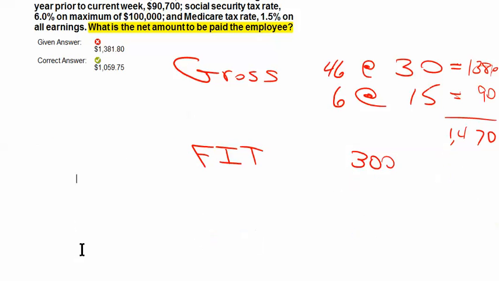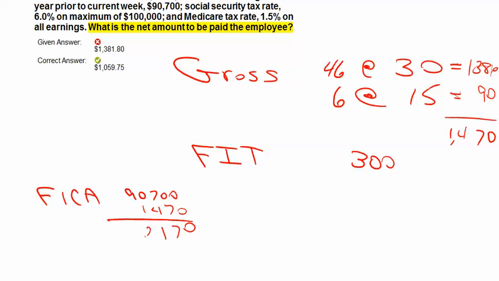So let's take a look, and for FICA, Social Security, I have cumulative earnings of $90,700. I'm earning $1,470. So we have $92,170. We haven't gone over $100,000, so the full amount will be subject to the 6%. So I'll multiply it times 6%. Is my math all right? Yeah. Okay. So 1470 times 0.06, I'm going to get 88.20.